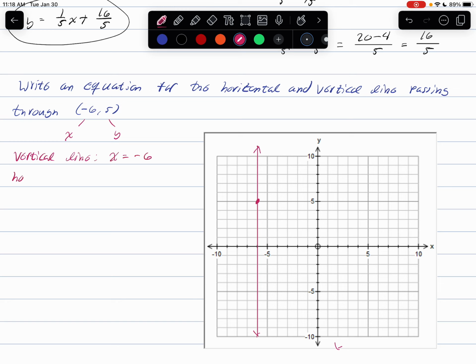And your horizontal line, which looks a little bit like this, is going to be y equals 5. So really all you have to do is substitute your x and y values in. And remember that a vertical line is given by x equals a number, and a horizontal line is given by y equals a number. So these really aren't that bad.